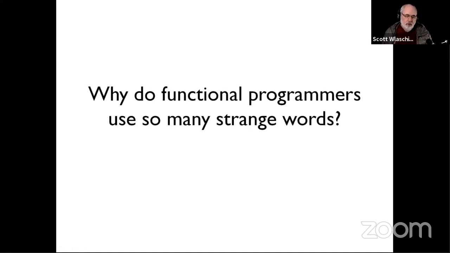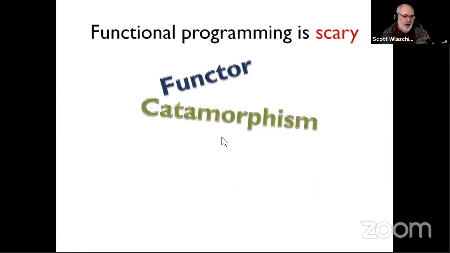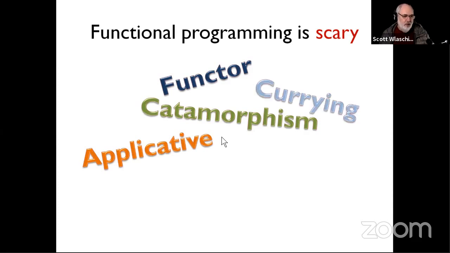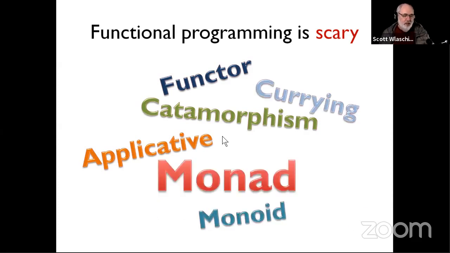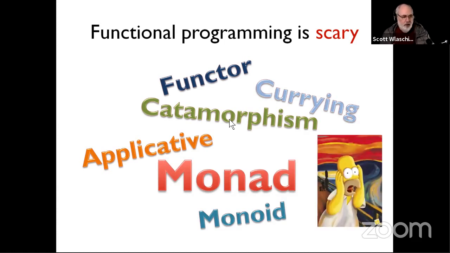So what I'm going to try and do is answer, why do functional programmers use so many strange words? There's all these words like functor and catamorphism and applicative and currying and monoid and monad. They're very scary sounding words. And I understand why they're so scary, because you've never seen them before and they just sound scary. But I actually think it's not that they're scary; it's that they're unfamiliar. If you understood them a bit, they wouldn't be quite so scary.